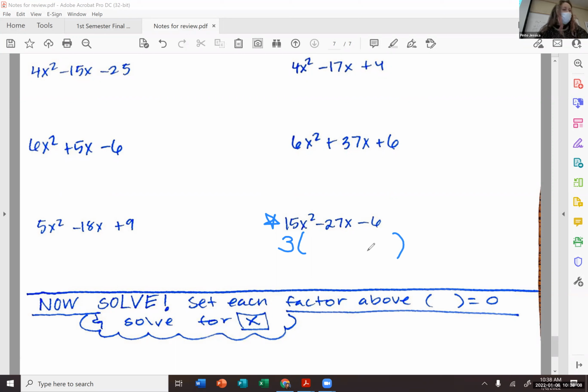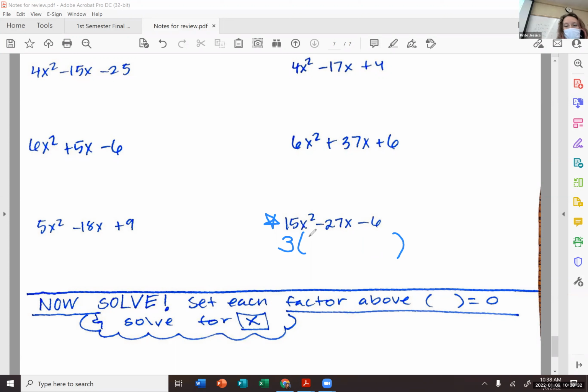Jake was absent, so Jake does not have it. I have it up here. Thank you. So then I'm dividing each part by 3. Oh, that's right, you were also absent. There are 2 here, just take 1.